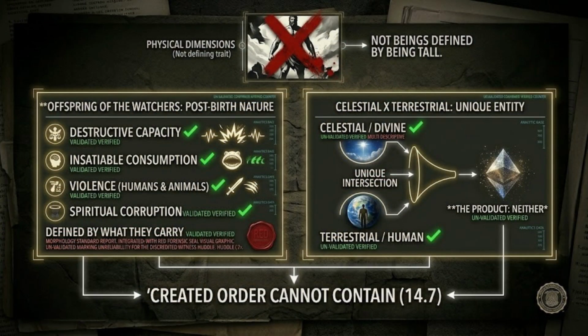The Book of Giants does not describe the offspring of the Watchers primarily through their physical dimensions. It describes them through their nature, their destructive capacity, their insatiable consumption of the earth's resources, their violence against both humans and animals, their spiritual corruption of the world they move through. These are not beings defined by being tall. They are beings defined by what they carry, the intersection of the celestial and the terrestrial, the divine and the human, producing something that was neither and that the created order could not contain.